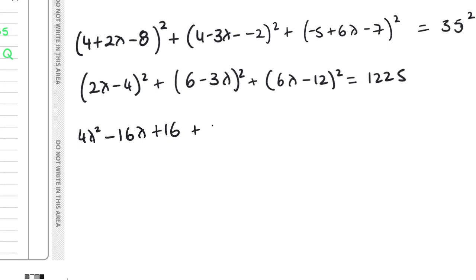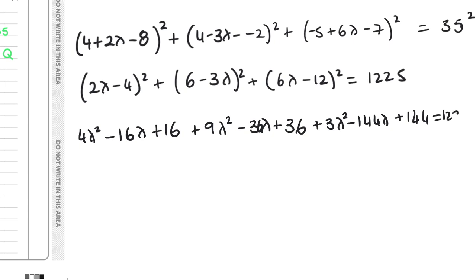Plus 9 lambda squared minus 3 times 6. You sure? Isn't 16 times 2 minus 36 lambda, isn't it 8, plus 36? So this is 36 here. And then we have plus 36 lambda squared, minus 12 times 6 times 2. Minus 144 lambda plus 144 equals 1225.